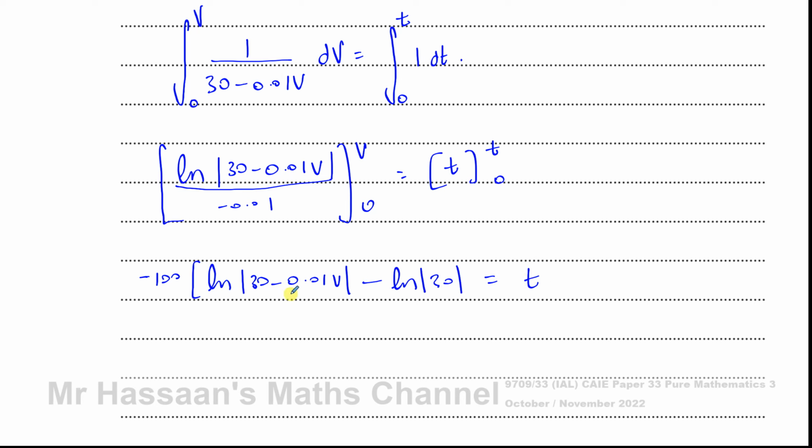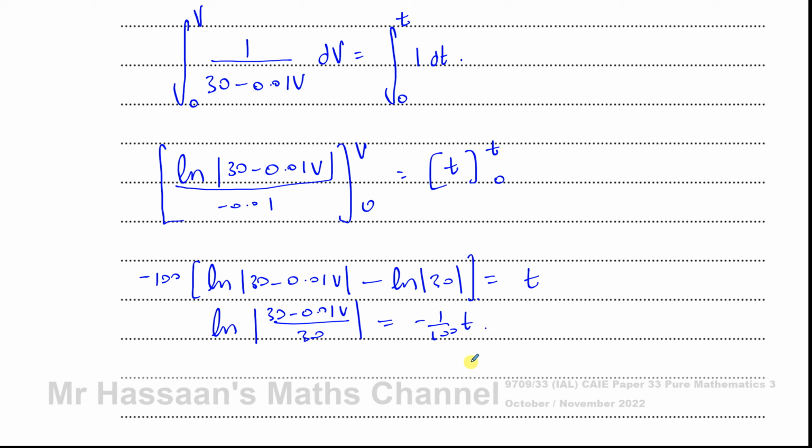All right, so when you simplify this, I can divide both sides by negative 100, and also I can combine these together. So I have ln of the modulus of 30 minus 0.01 v over 30 is equal to minus 1 over 100 t.